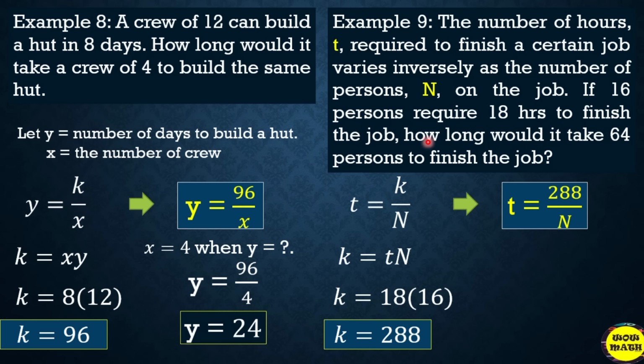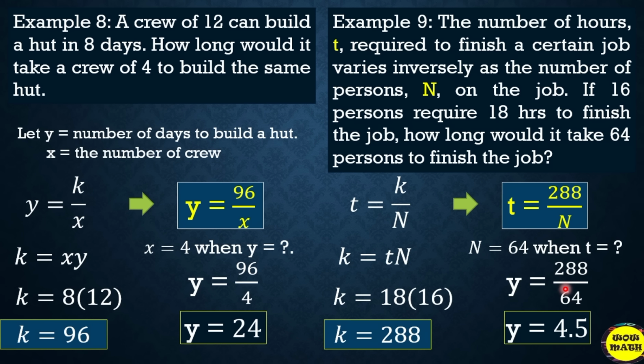So, ngayon, makukuha na natin to. How long would it take 64 persons to finish the job? So, ilang oras kaya yan? So, substitute natin. If your N is 64, ano yung magiging number of hours? Matapos nila yon. So, using the equation, 288 divide 64, y is equal to 4.5 or 4 hours and 30 minutes.